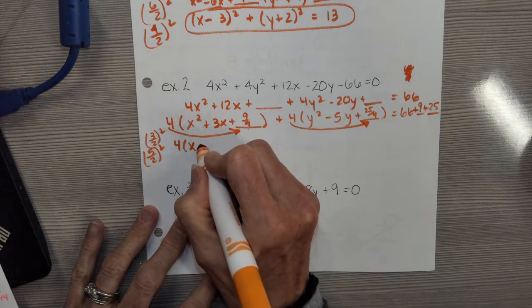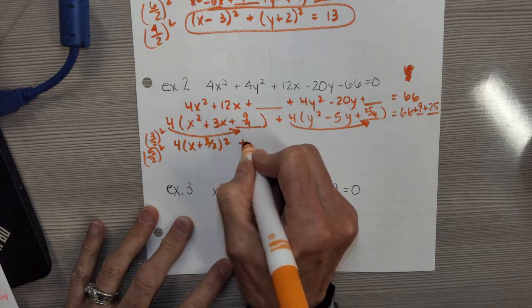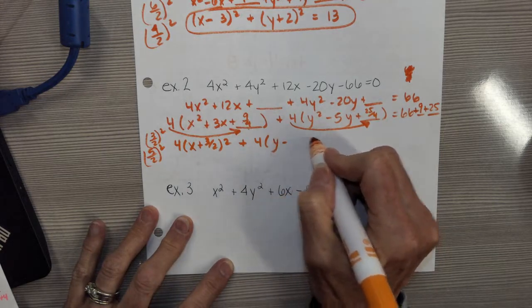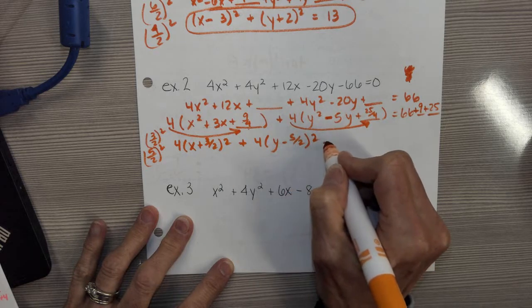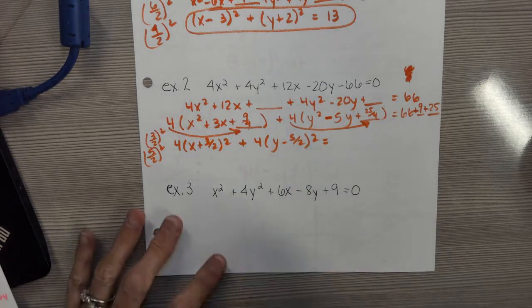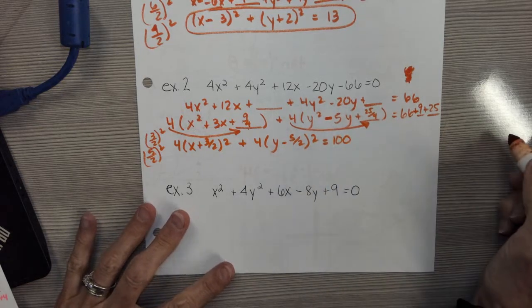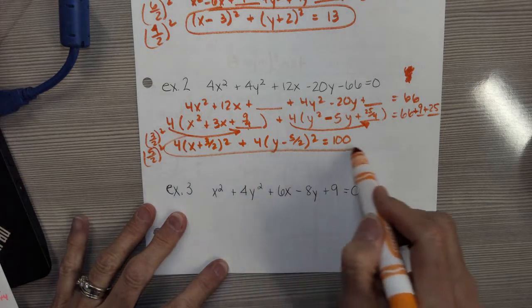I'll have x plus, and then the square root of that is 3/2, plus 4 times, and this will give us y minus, a little minus here, 5/2 squared equals, and then if we add up everything that we have over here, that gives us a nice round 100. And again, for our purposes, you could probably just leave it like this.